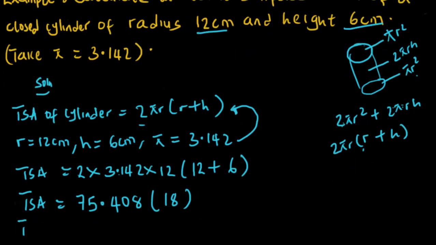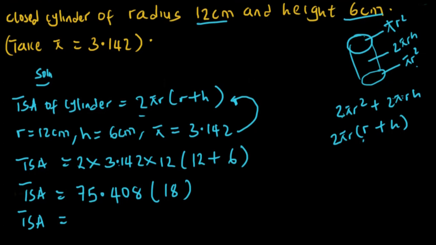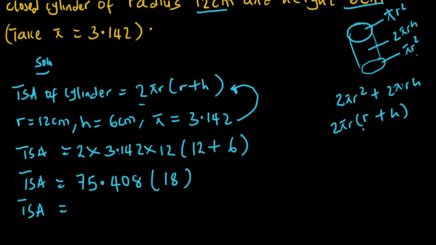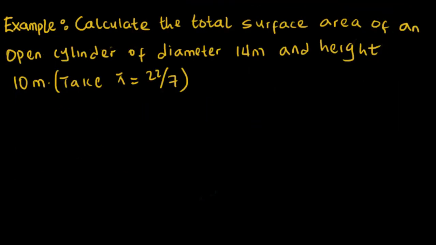So we have total surface area of the cylinder equals 75.408 times 18. That will give us approximately 1357.3, and then we've got centimeter square. And here's our answer. Does this make sense? So don't forget, all you need to remember is the formula, and then you can slot in all the values given. Let's take another example.